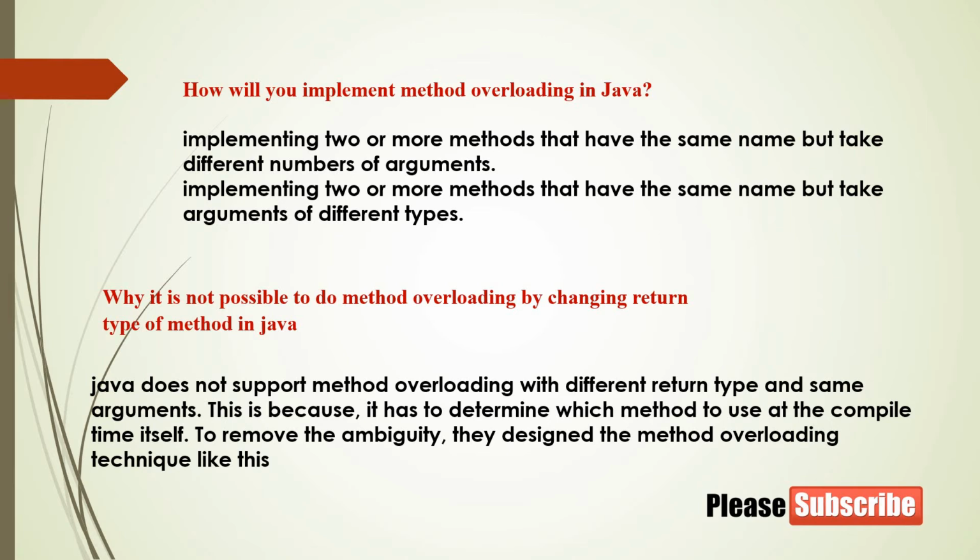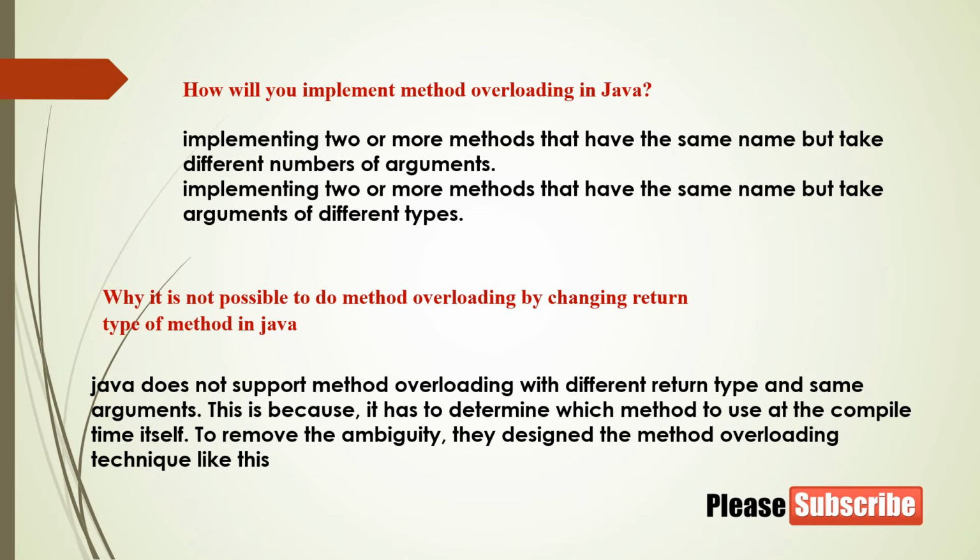How will you implement method overloading in Java? Okay, so implementing two or more methods that have the same name but take a different number of arguments. Implementing two or more methods that have the same name but take arguments of different types. So this is more like an explanation of overloading.